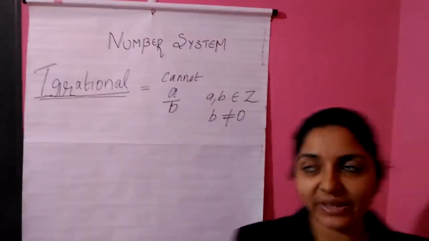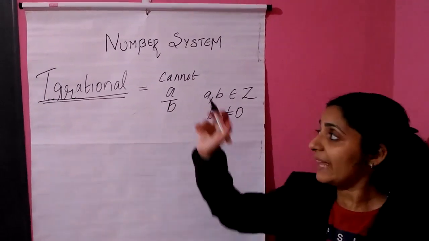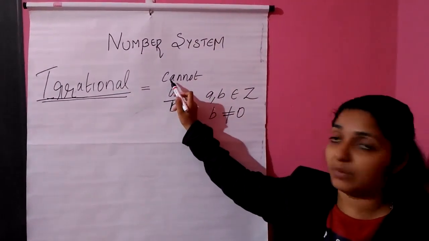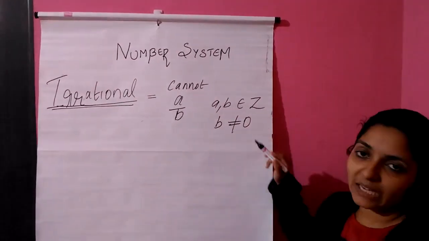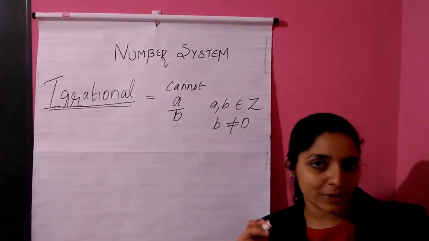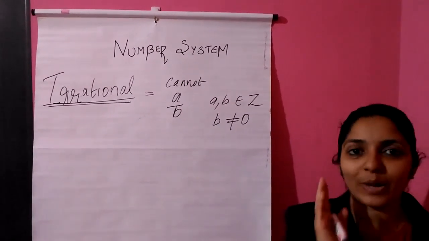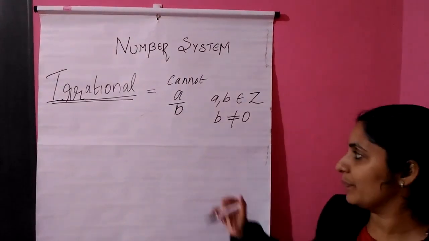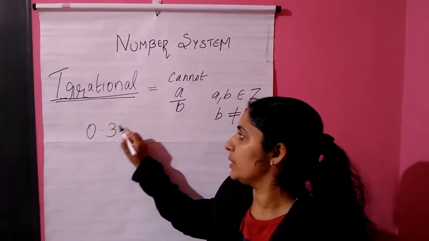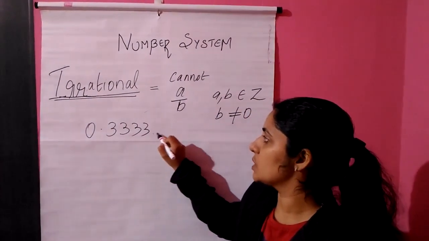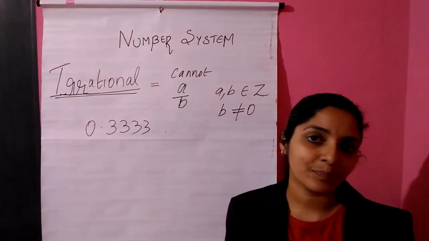Okay, now next we learn about irrational numbers. What is an irrational number? Irrational numbers are numbers that cannot be expressed in the form a by b, where a, b belong to integers and b is not equal to 0. That is, irrational numbers will not have an exact value. For example, now let me take 0.3333, it goes on, right? Can you call this an irrational number?